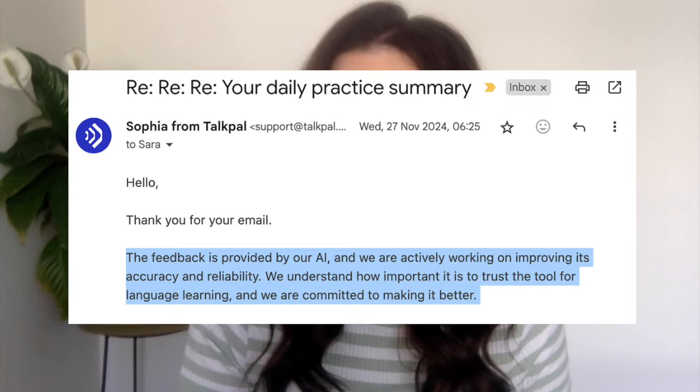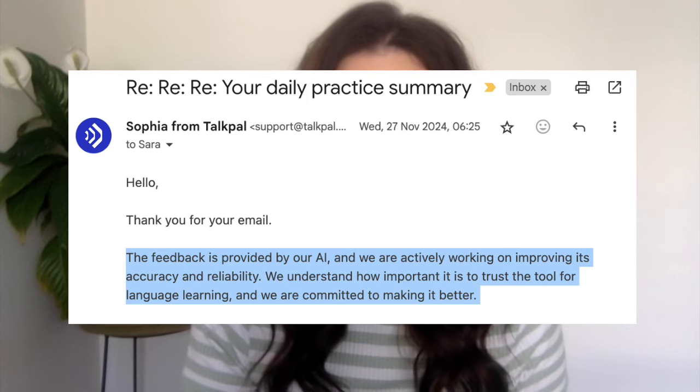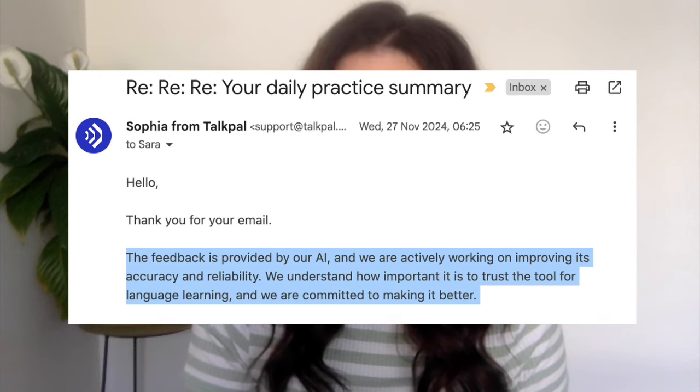I emailed TalkPal to ask them for a response to this, and they said, "The feedback is provided by our AI, and we're actively working on improving its accuracy and reliability. We understand how important it is to trust the tool for language learning, and we're committed to making it better." Great, but maybe in the meantime, be a little more honest and warn your users that the AI might sometimes give bad advice. Also, I asked them that question about 2 months ago, and they're still sending the same types of summary emails that contain the same sort of stuff.